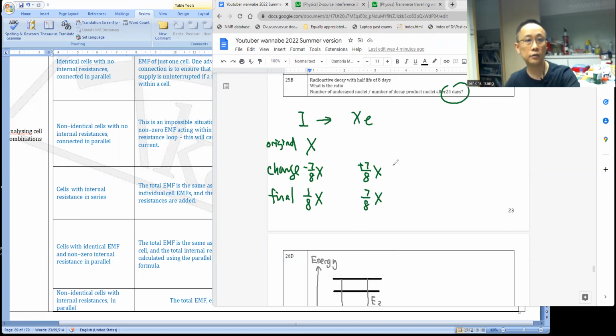So the ratio of iodine to xenon is just 1/8 over 7/8. So Brazil over Germany, I guess. So answer is B.